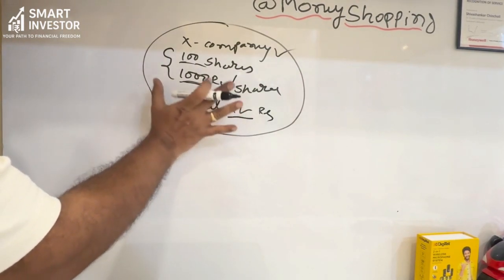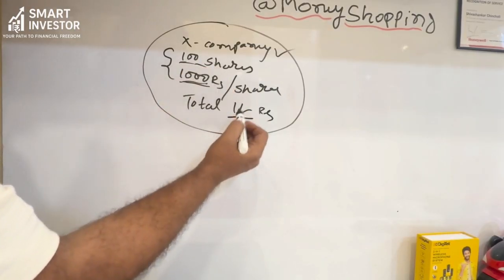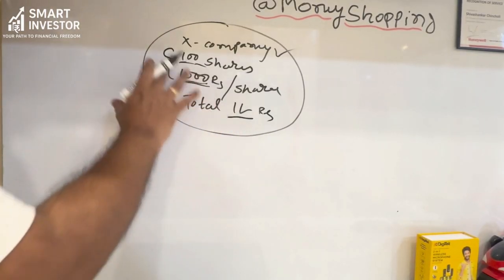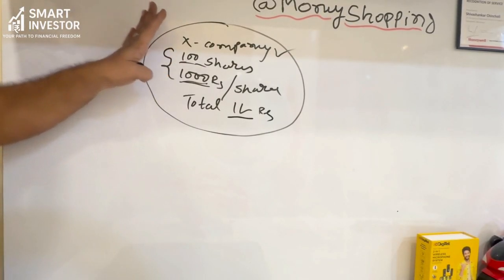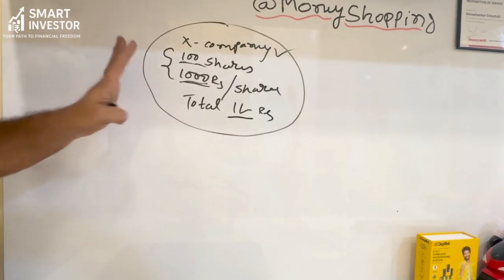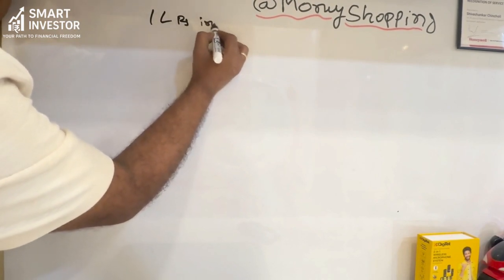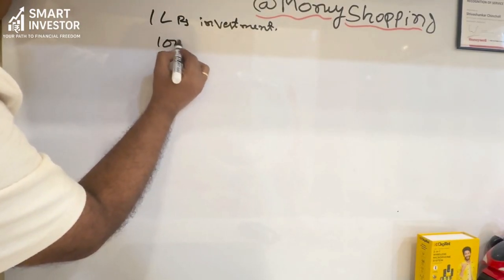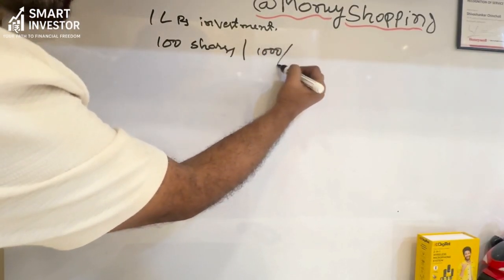So this is the traditional way everybody does. It might be 50,000 if it is 50 shares, or if it is 200 shares, then it will be 2 lakhs. That's how people invest. So some person has invested in an X company. Now what happens? I just put here 1 lakh rupees investment, 100 shares, 1000 rupees per share.